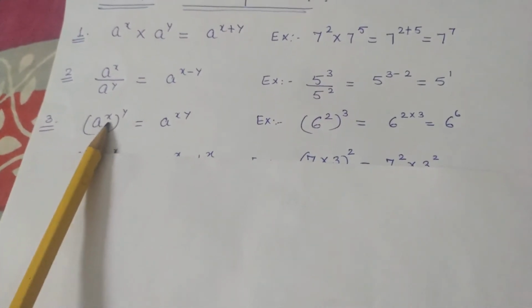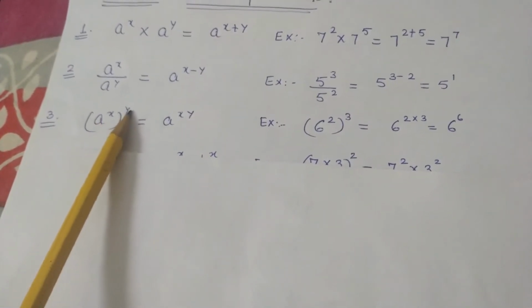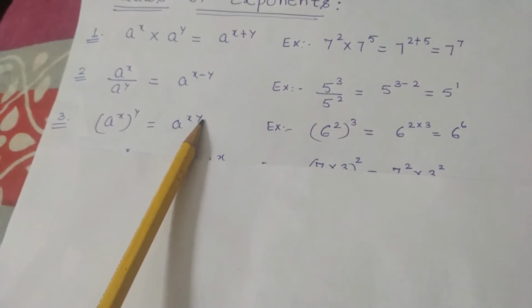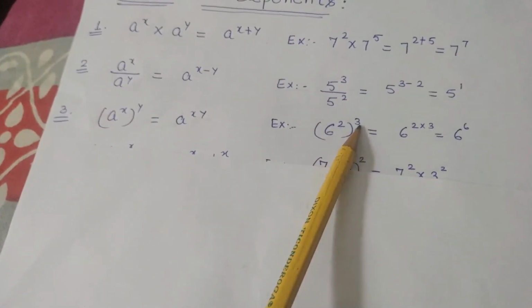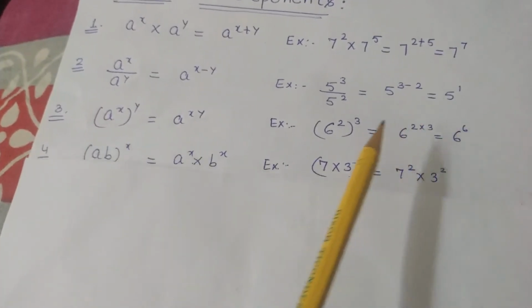Third, a raised to power x whole power y. It can be x into y. Power is multiplied. a raised to power x into y. For example, 6 square whole power 3. 2 into 3, 6. So 6 raised to power 6.